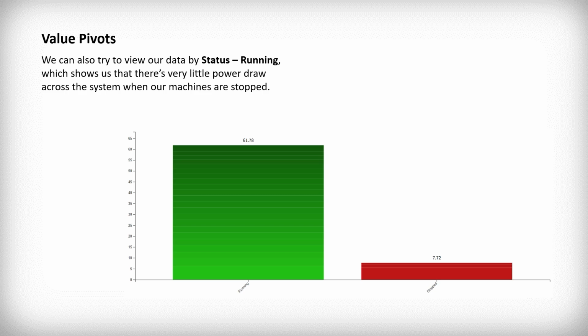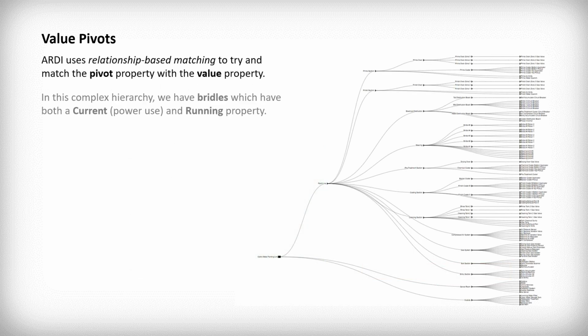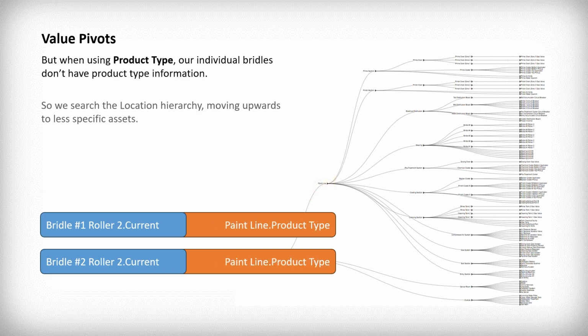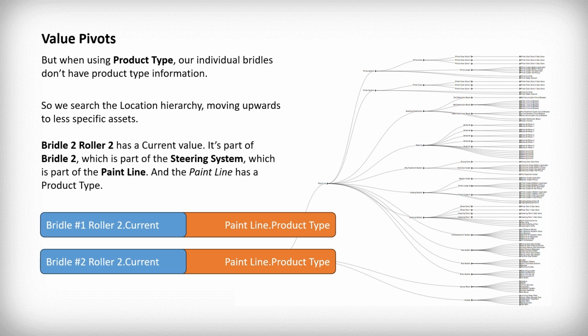ARDI uses relationship-based matching to try and match the pivot property with the value property. The bridles we looked at earlier have both a current and a running property, so it's easy to match the two together. But for the product type property, we follow the hierarchy back. The rollers are part of the bridle part of the steering system, and the steering system is part of the production line. The production line has a product type property, so it's connected to all of the bridles.